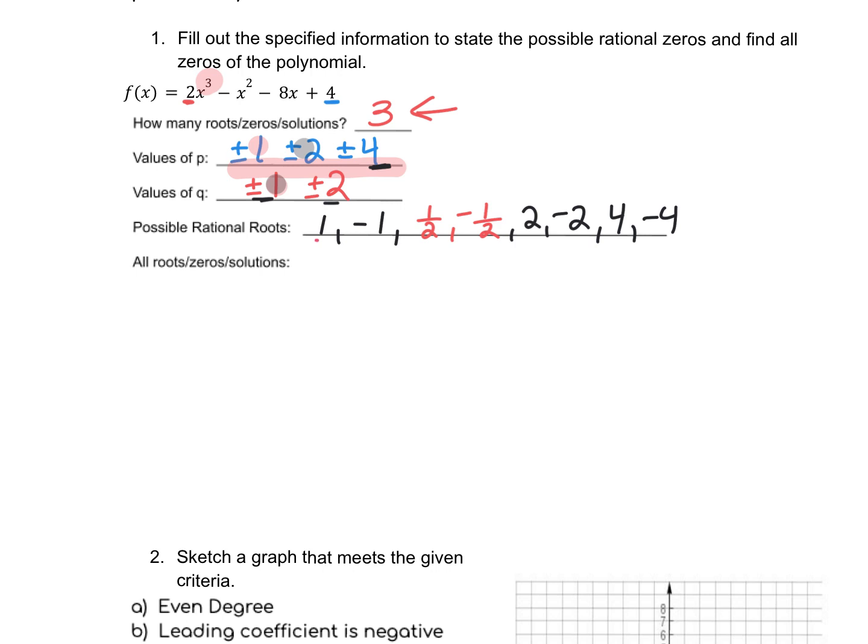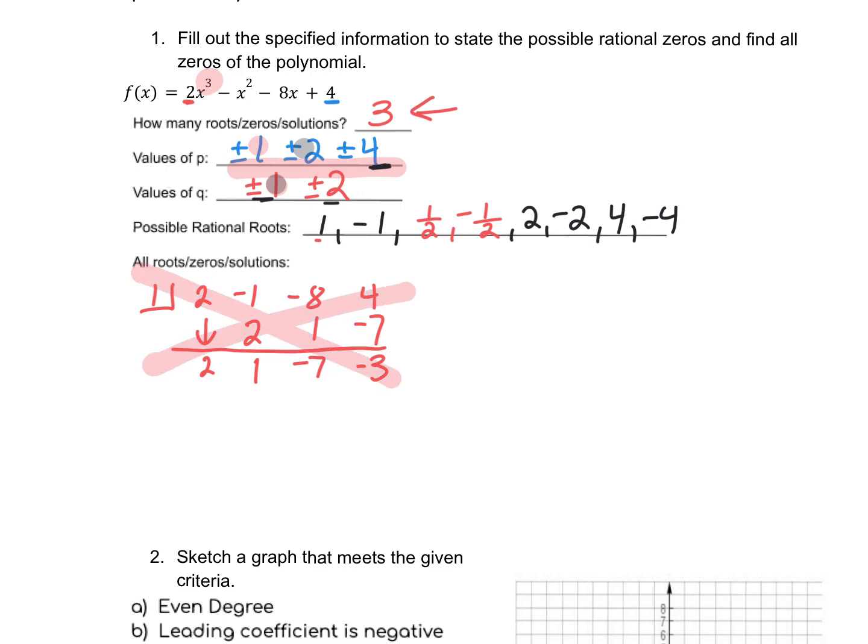We'll start with the first one, which is 1. We'll do synthetic division, put my numbers going across, so we got 2, -1, -8, and 4. And we start testing these, so we drop down the 2. 2 times 1 is 2. Add these up. 1. 1 times 1. 1. Add these up. Multiply. -7. Add these up. Okay. So I end up with a -3. Not going to work for me. Okay. I needed that to be a remainder of 0, and it's not. So 1's not going to work.